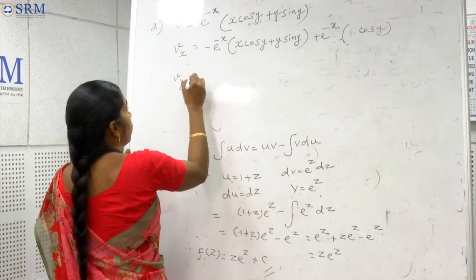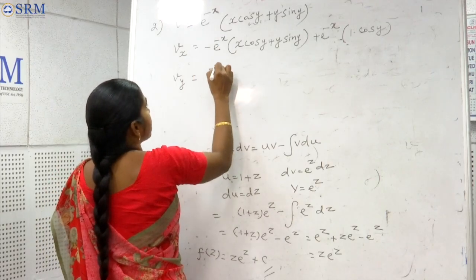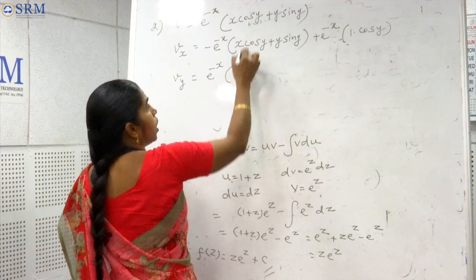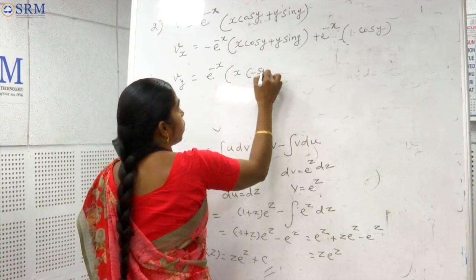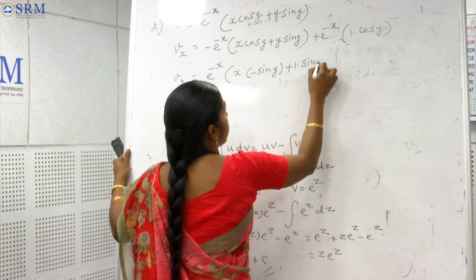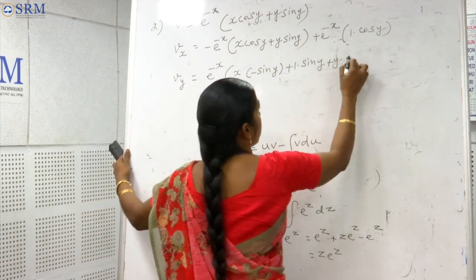Vy is the partial differentiation with respect to y. So e power minus x times the differentiation of cos y, which is minus sin y, plus 1 into sin y, plus y into the differentiation of sin y, which is cos y.